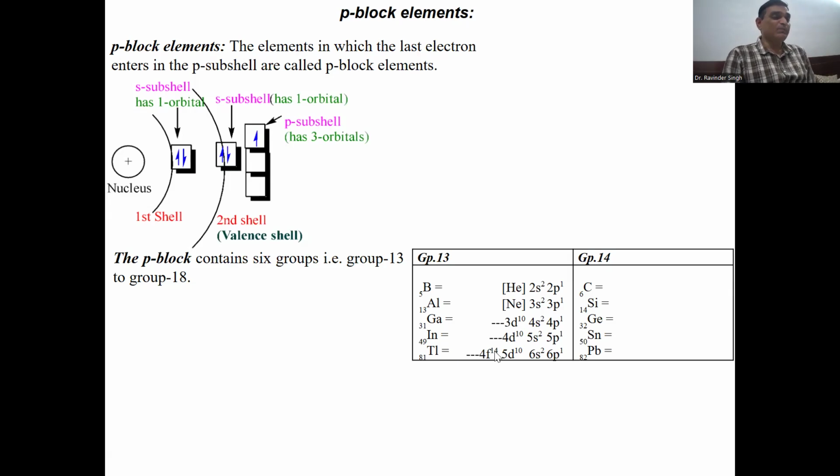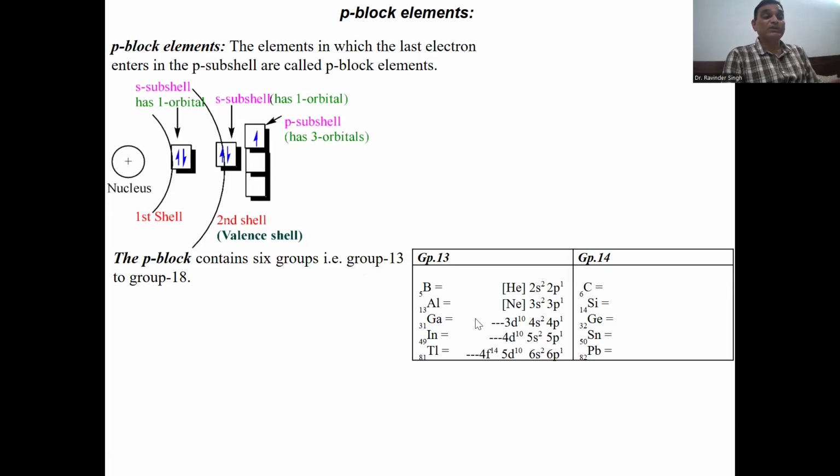So what did you learn here? You learn up to now the definition of p block elements. The elements in which the last electron enters into the valence p subshell are the p block elements. The p block contains 6 groups. Why 6 groups? Because the p subshell has 3 orbitals and a maximum of 6 electrons can be placed in it. And what is the range? Group number 13 to group number 18.